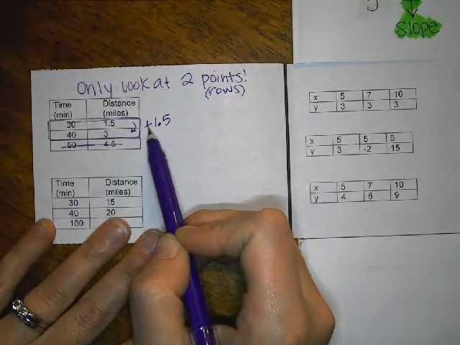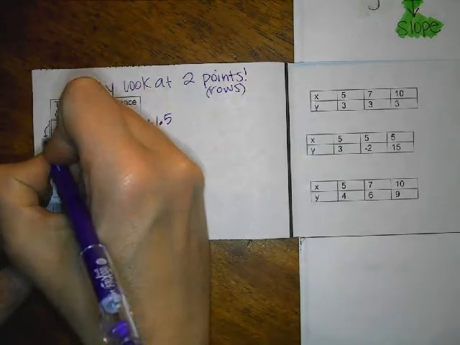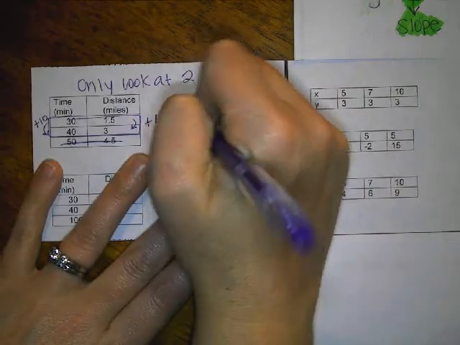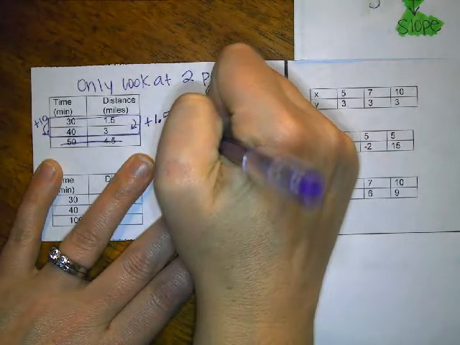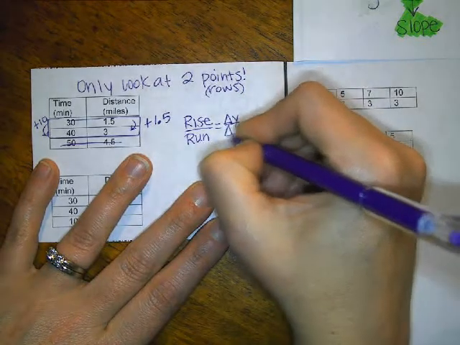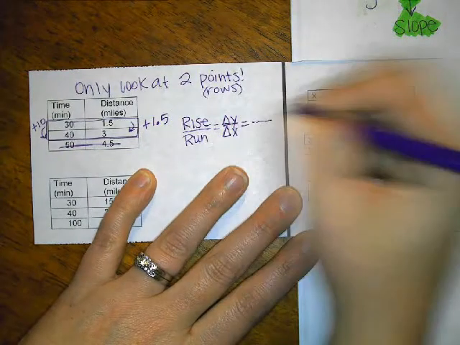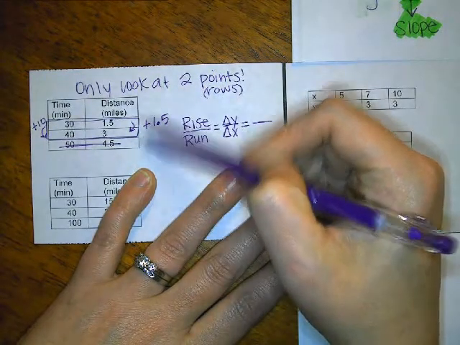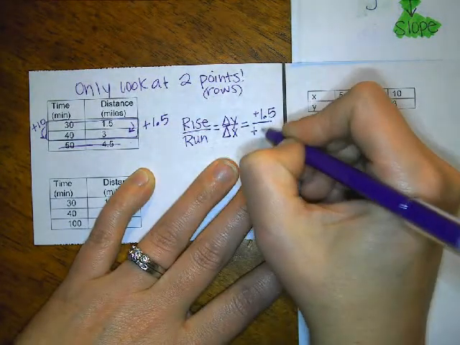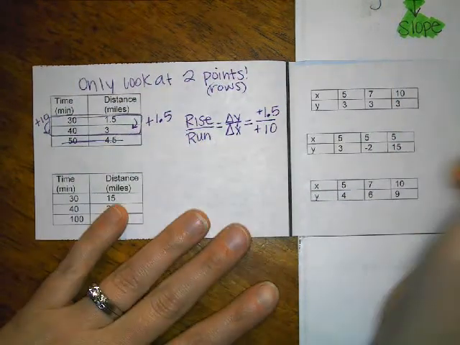in our change. So this changed by 1.5. And between 30 and 40, this changed by positive 10. So when I do my rise over my run, that's change in y over change in x. Remember, y rhymes with rise, so y goes on top. And the y's are this side here. So this is positive 1.5 over positive 10. Two positives mean that this fraction is going to turn out positive in the end.